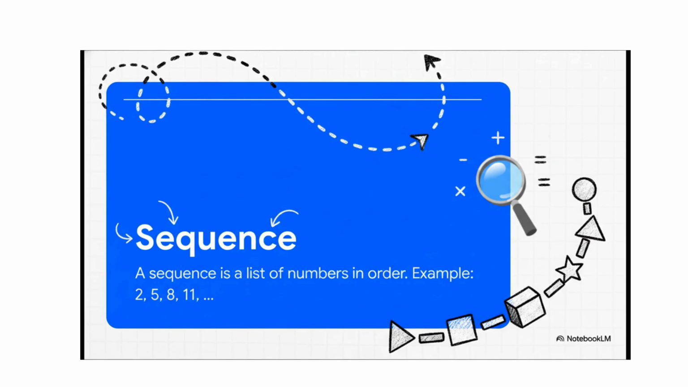Okay, first up, a sequence. It's exactly what it sounds like, just a list of numbers in a very specific order. That's it. So, for example, 2, 5, 8, 11, and so on. The only thing you really need to remember here is that the order is everything.